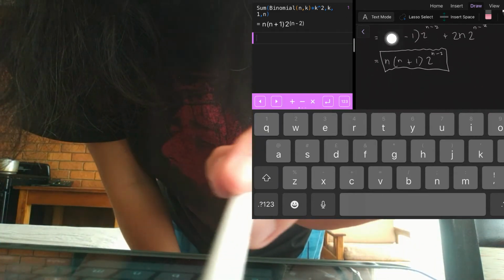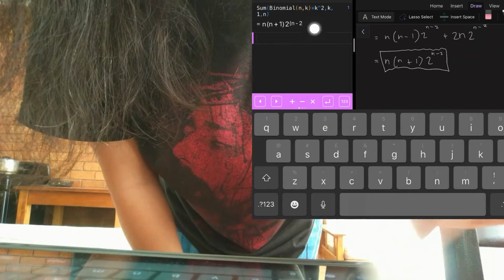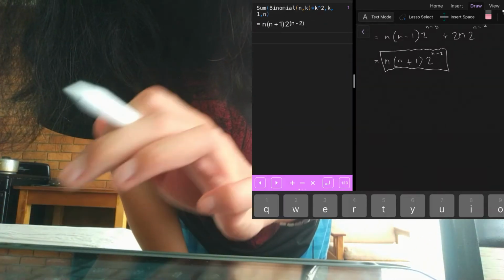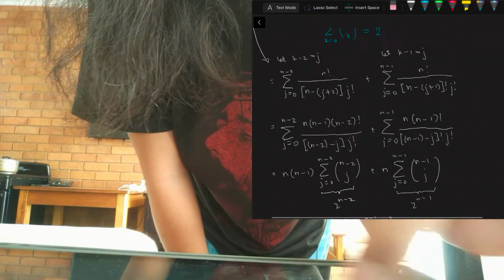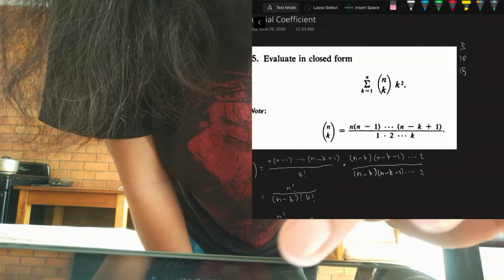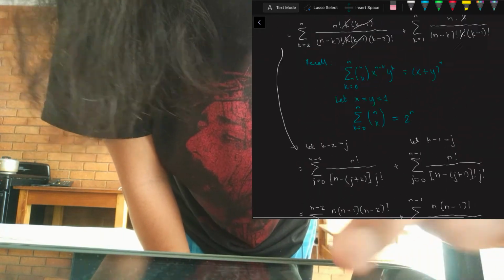is exactly what we got here. So that's the same. This is a mathematical software, so that should be right. So at least we have a validation, a confirmation of the calculations that we did. Therefore the closed form of the summation from k equals 1 to n of n choose k times k squared is just n times n plus 1 times 2 to the n minus 2.